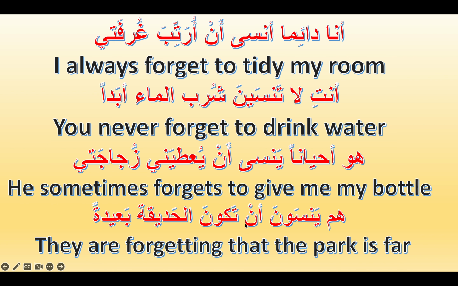هم ينسون أن تكون الحديقة بعيدة. They forget, or they are forgetting, that the park is far. Now, normally if you just say the park is far, you just say الحديقة بعيدة. But you don't have to put the kana, the takunu. But after the an, you have to. So you have to say أن تكون الحديقة بعيدة. Okay? I'll attach a link to my video on kana and its uses.